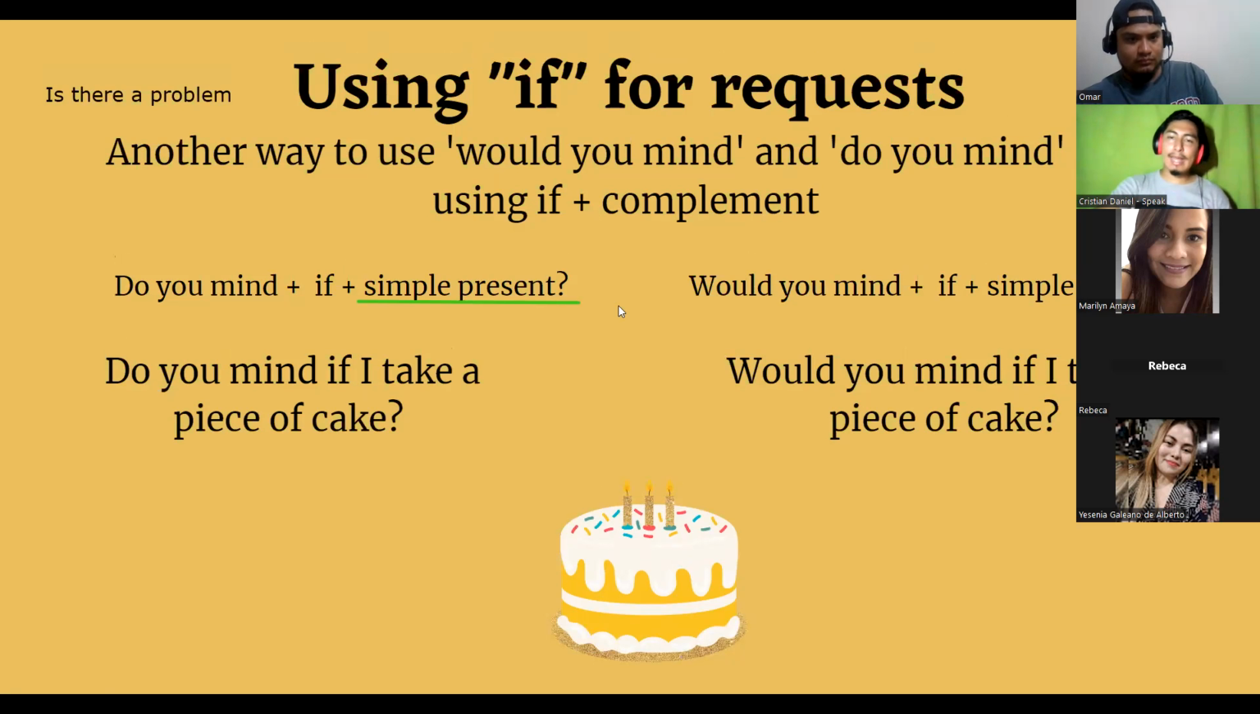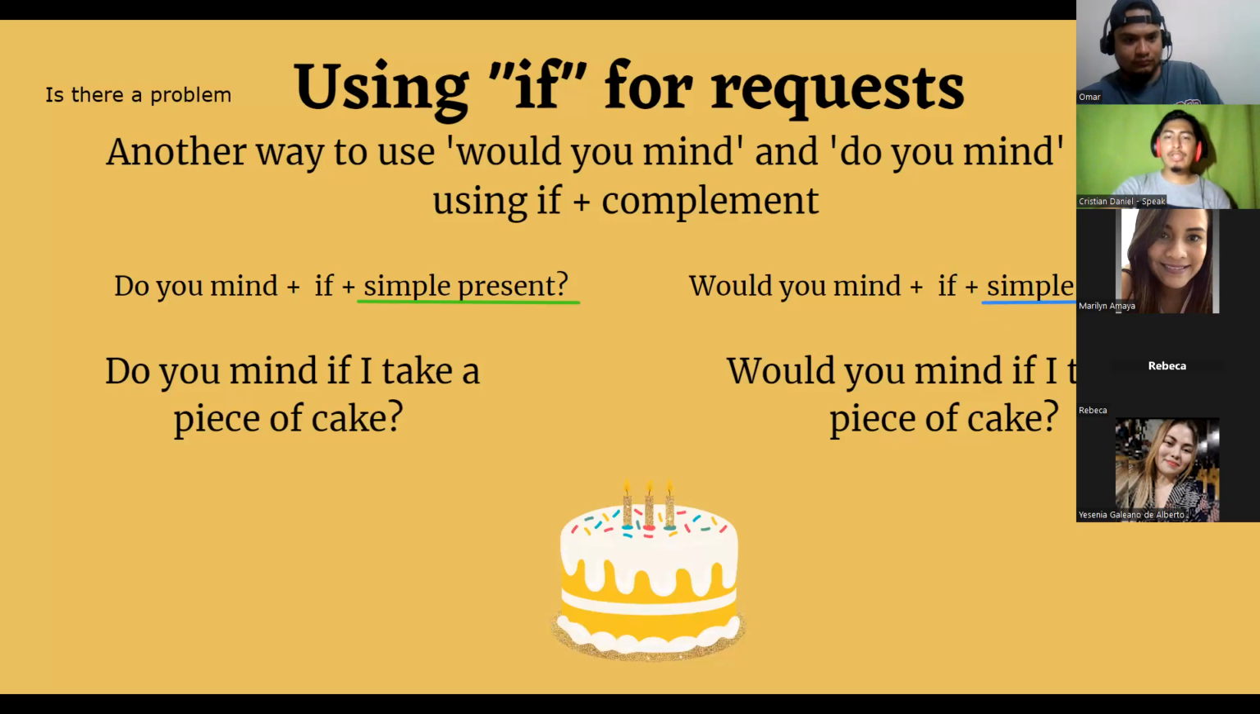What about the use of would you mind, Omar? Read the structure and the example, please. Would you mind plus if plus simple past. And the example is, would you mind if I took a piece of cake? Very good, thank you. Okay, important details to remember. If we use would you mind, at the end of the sentence we have to use simple past, okay? Let's remember this.